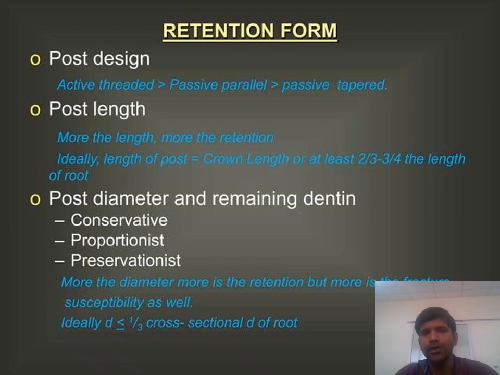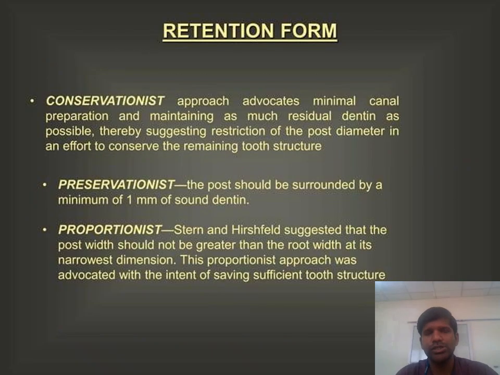Ideally, the length of the post is equal to the crown length or at least two-thirds to three-fourths of the length of the root. Coming to the post diameter and remaining dentin, it is divided into three types, that is conservationist, proportionist and preservationist. The more the diameter, more is the retention, but more is the fracture susceptibility as well. Ideally, a post diameter which is less than one-third of the cross section of the root is suggested.